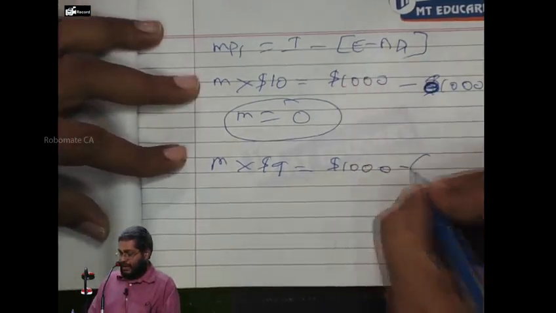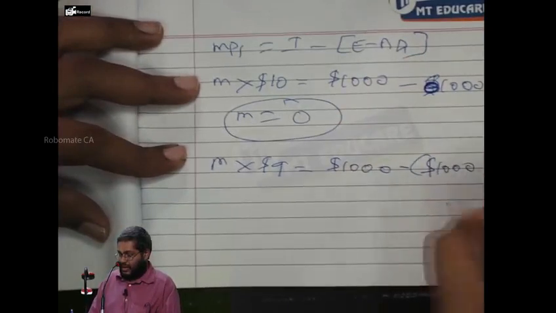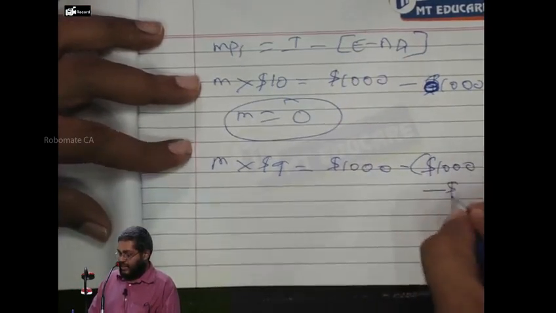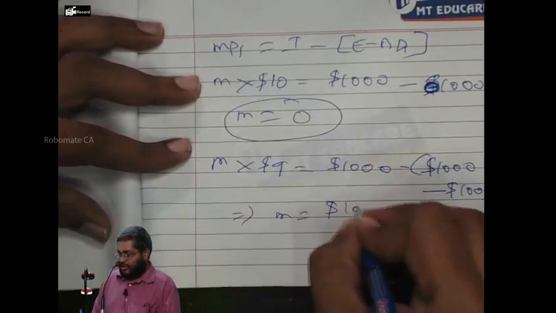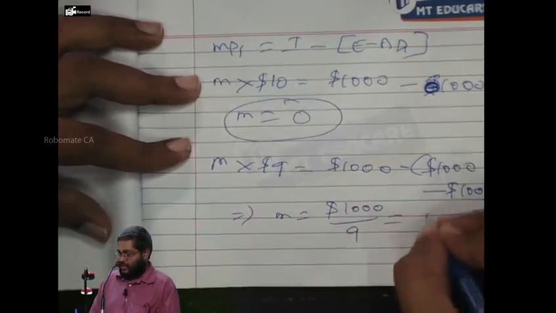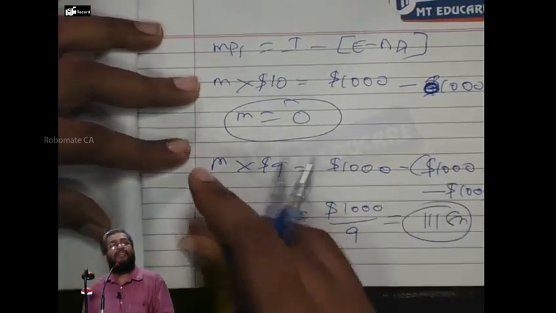The entire thing is what? Earnings is $1,000 minus what is dividend? $1,000. It becomes what? M is equal to $1,000 divided by 9. How many shares here? 111 shares. Everybody following or not?